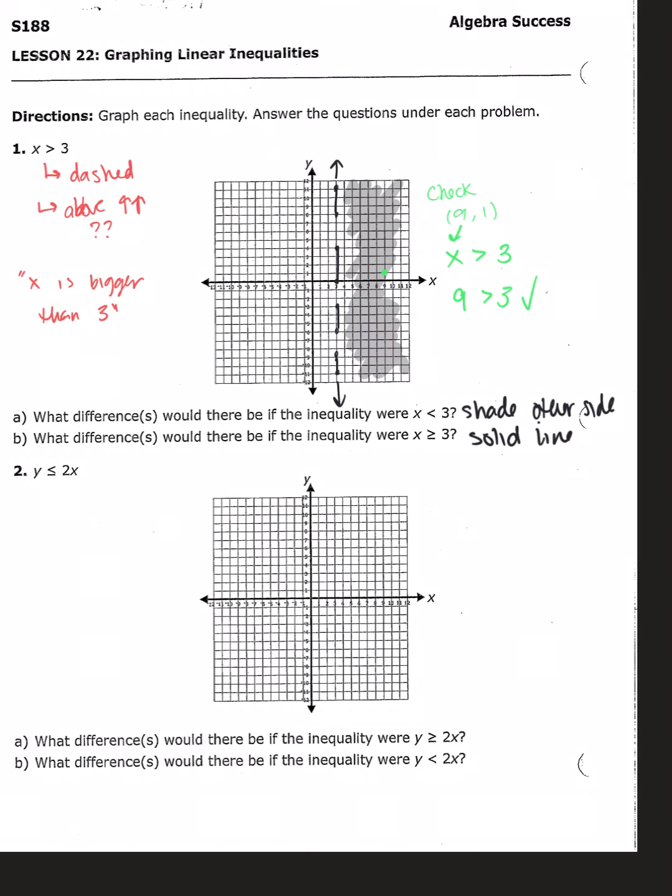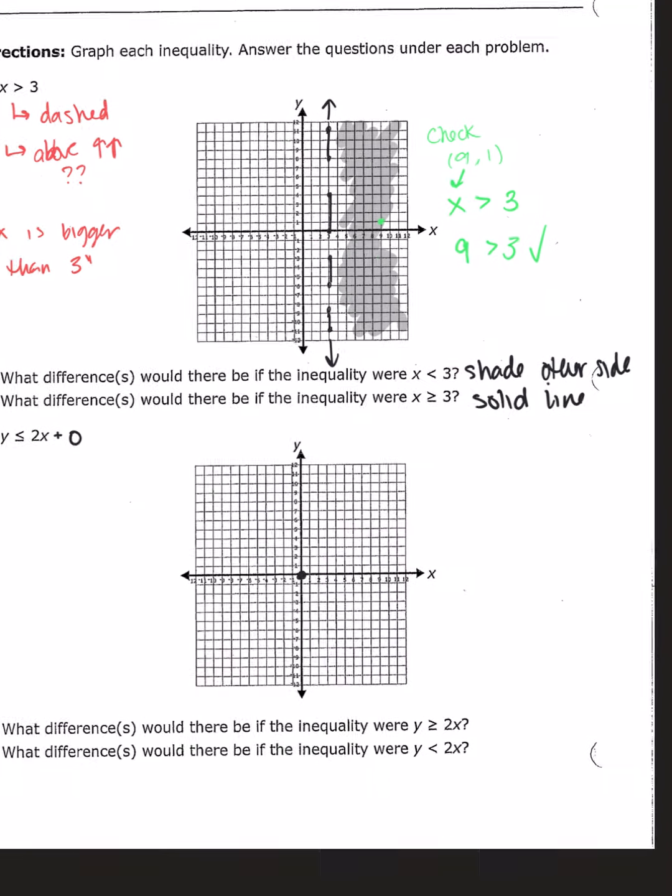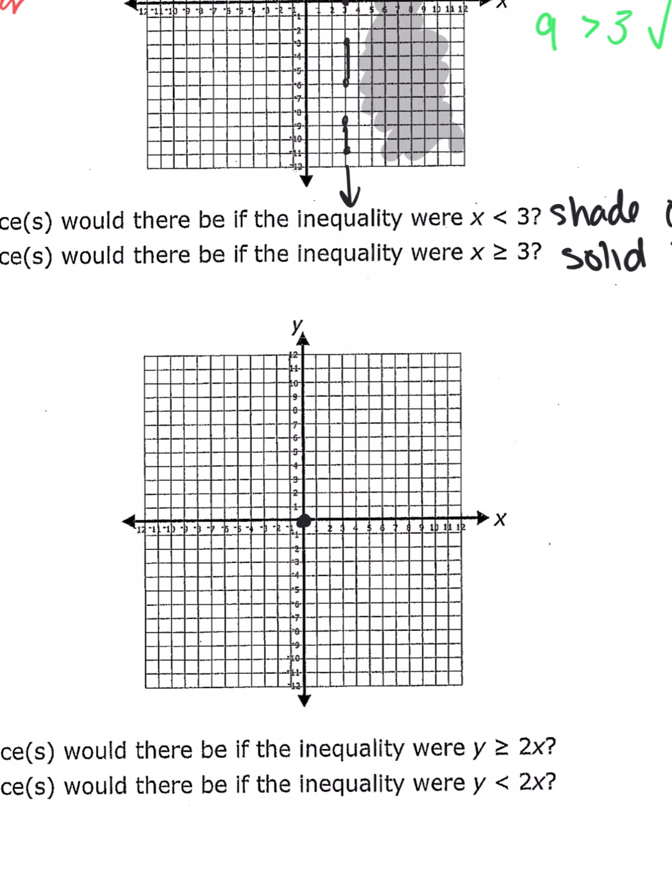Okay, last one we're going to do together. y is less than or equal to 2x. And I know to graph this, I can add a plus 0 there to show that my y-intercept is at 0. My slope is positive 2, so I'm rising 2 and going 1 to the right. When I run out of space, I'm going to go backwards, down 2 and left 1.